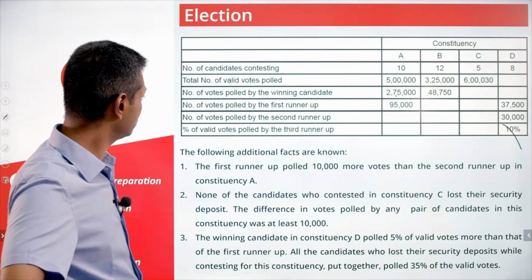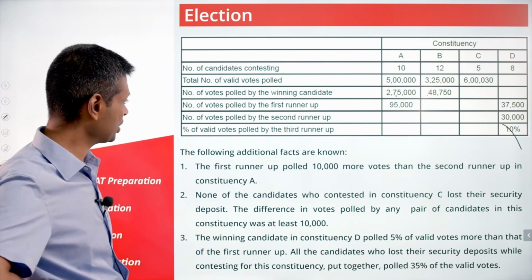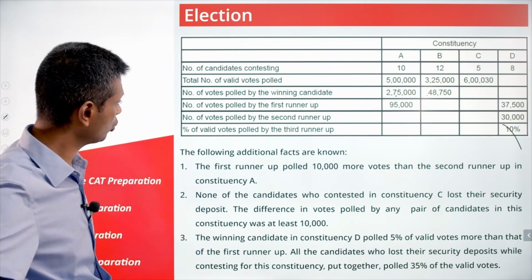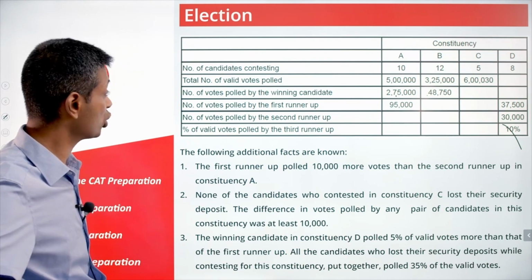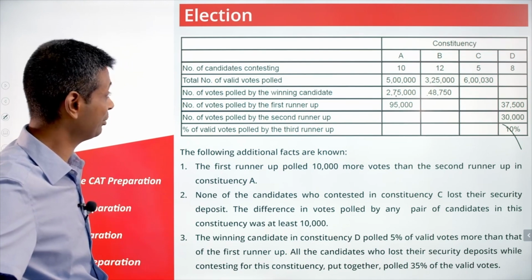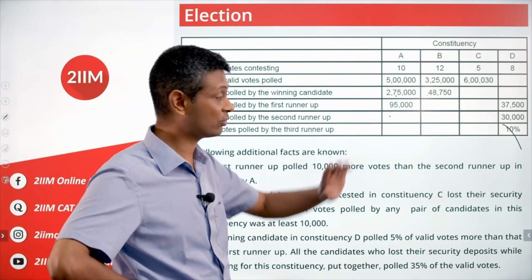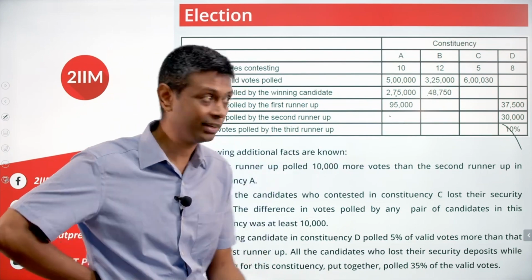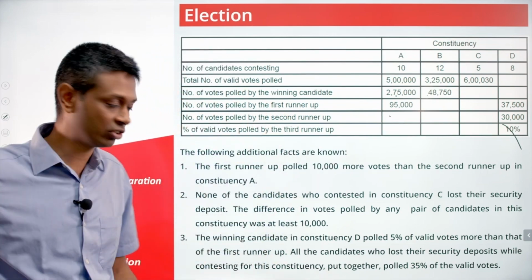Now let's go to what else is given. The following additional facts are known. The first runner-up polled 10,000 more votes than the second runner-up in constituency A. Lovely. That means the first runner-up got 95,000, so the second one must have got 85,000. Life is simple. One data. I hope everything else is as easy as this.